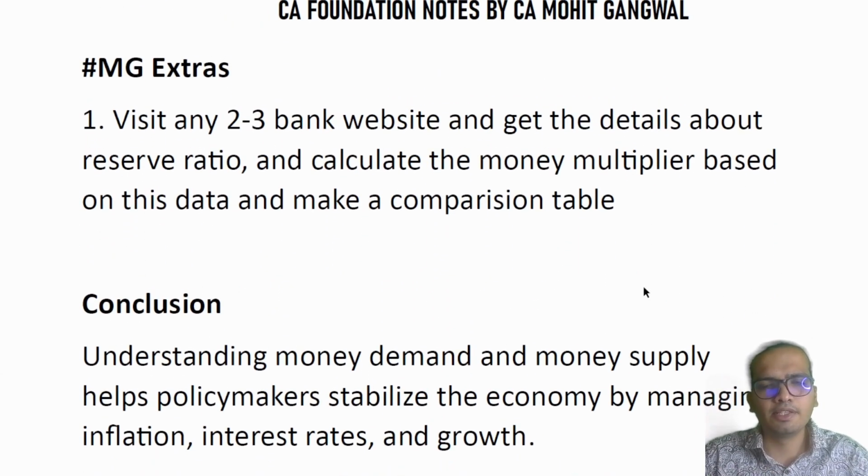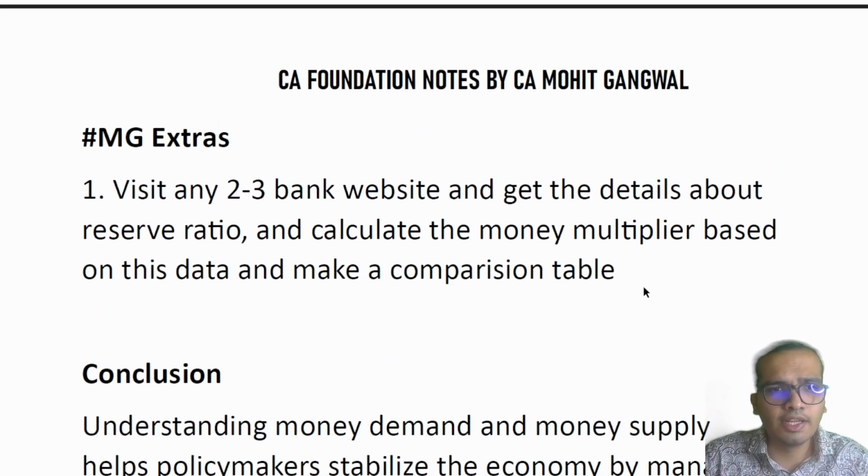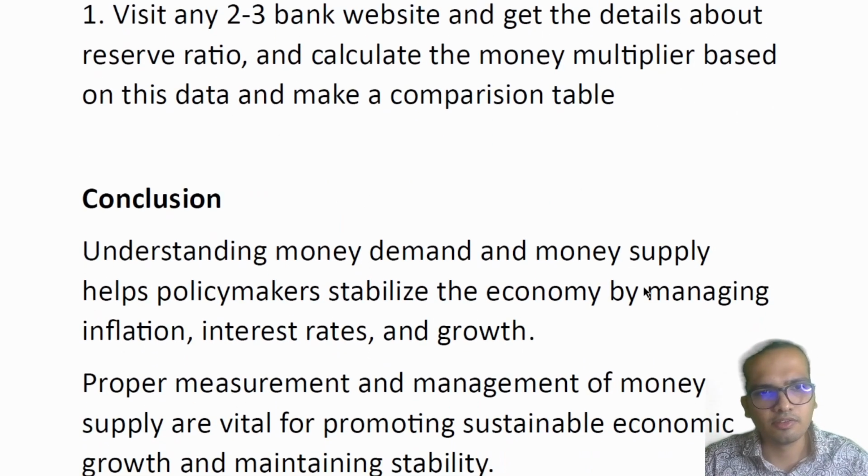Then comes the MG exercise. In this video, the activity we are having is to visit any 2-3 banks' websites, get the details about their reserve ratio, calculate the money multiplier based on the data available, make a comparison table and analyze it.